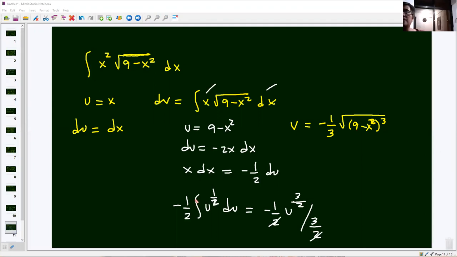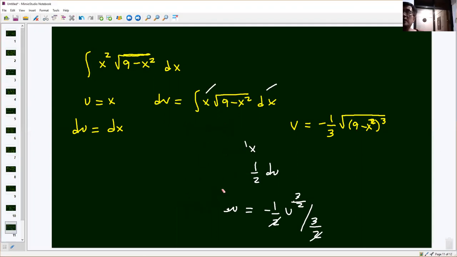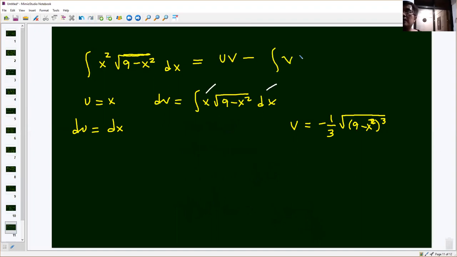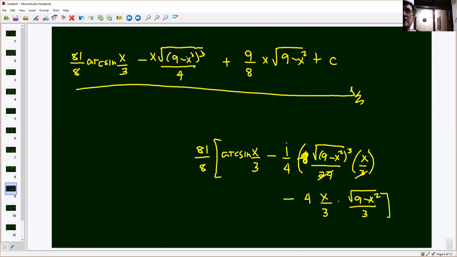So, pag set up yung by parts, you know, uv minus integral v du, right? So, integral would be uv minus integral v du. So, set up natin dito. uv is negative x thirds square root of 9 minus x squared cube. Mukhang siya na to, no? Mukhang ito na yun, no? Itong part na to, na x 9 minus x squared cube.